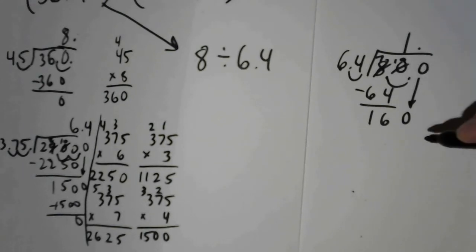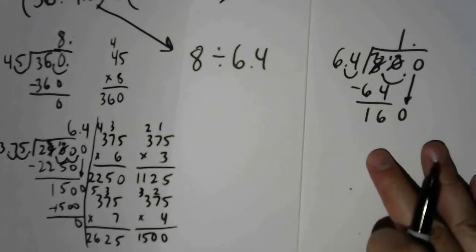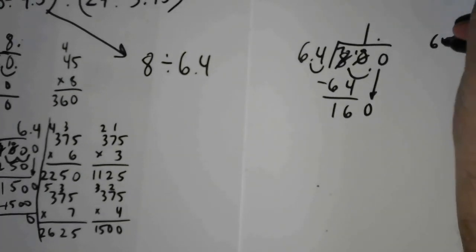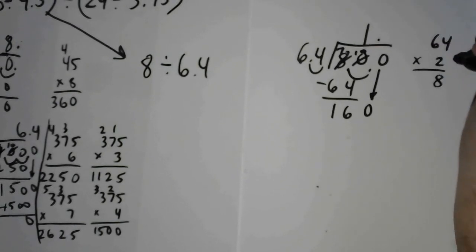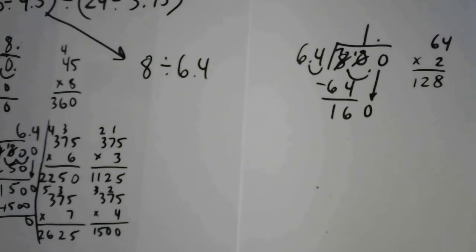But anyway, 64 going into 160. I'm going to guess maybe that's only going to go in twice, but I don't know for sure. Let me do some checking over here. So I'm going to go 64 times 2. 2 times 4 is 8. 2 times 6 is 12, plus... 128. All right, maybe it can go in another time.